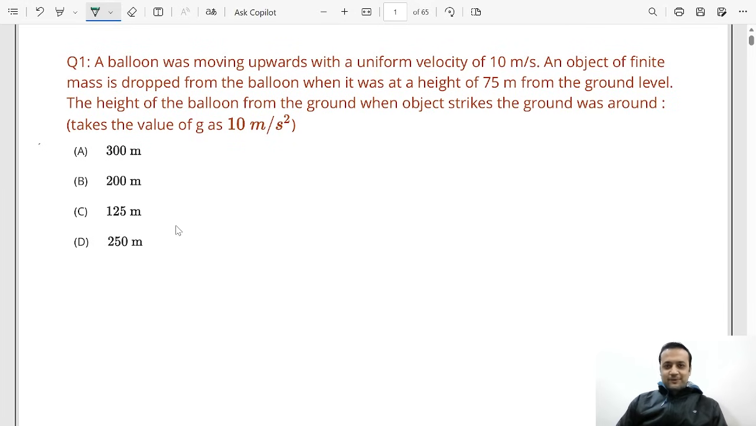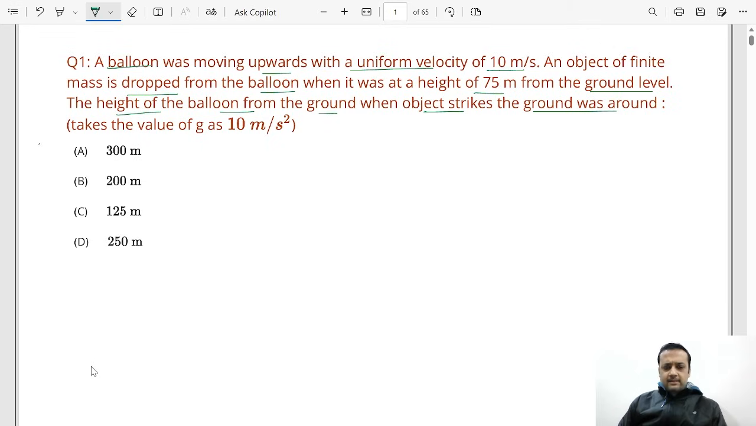The first question is from our favorite topic, kinematics. The balloon is moving upward with a velocity of 10 meter per second. Its velocity is constant. An object of finite mass is dropped from the balloon when it was at a height of 75 meter from the ground level. The height of the balloon from the ground when the object strikes the ground is.